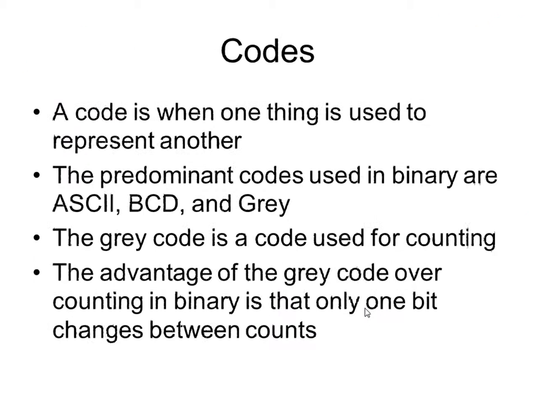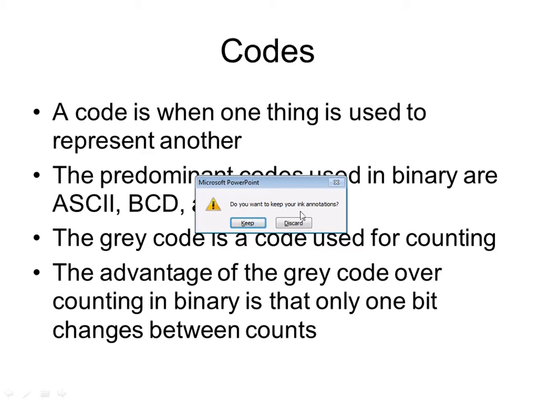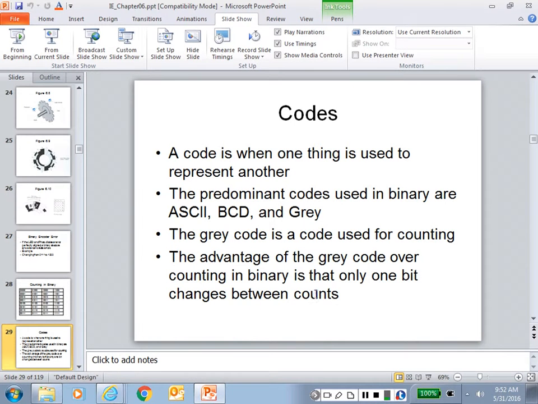So what we do is a code is when one thing is used to represent another. Y'all understand that? The predominant codes used in binary are ASCII, which is the American Standard Code for Information Interchange. This is an 8-bit code that we can use to represent numbers and characters. I don't think I've got that in here, but I mean, it's still available. We're still using the ASCII code today.